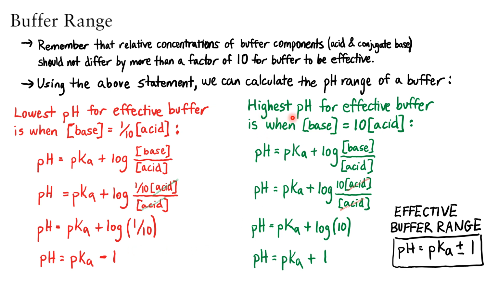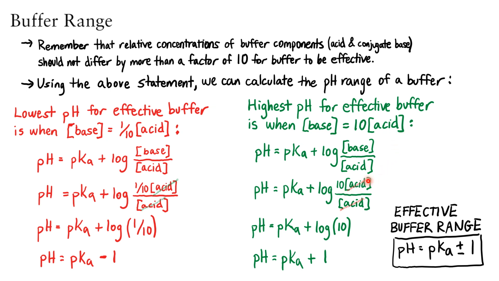And now, if you're looking at the highest pH for an effective buffer, that's when the base is 10 times the concentration of the acid, right? So you have way more base than you have acid, 10 times more. And if you're more basic, you have a higher pH. But we don't want to go over a factor of 10. That's our limit. So let's plug in our base concentration for 10 times the concentration of the acid.